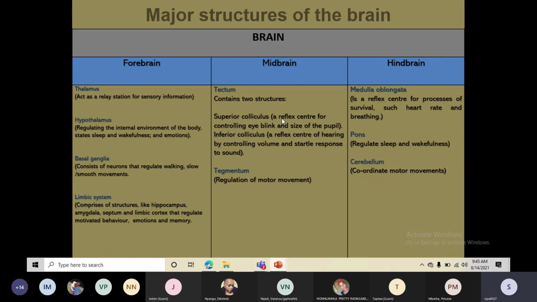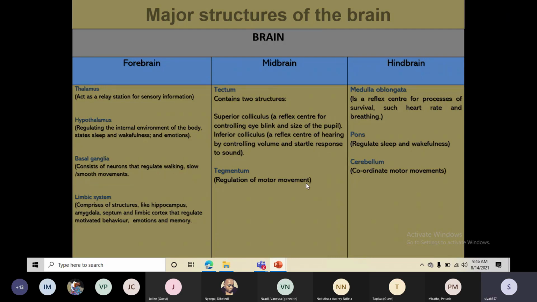Under the midbrain, we have the superior colliculus, a reflex center for controlling eye blink and the size of the pupil. The inferior colliculus controls volume or the startling response to sound. You see how similar they are. We mentioned the occipital lobe, and said the occipital lobe is for vision. So don't confuse the structures. Make sure that when you study, you write it down and draw it in order to make sense to you.